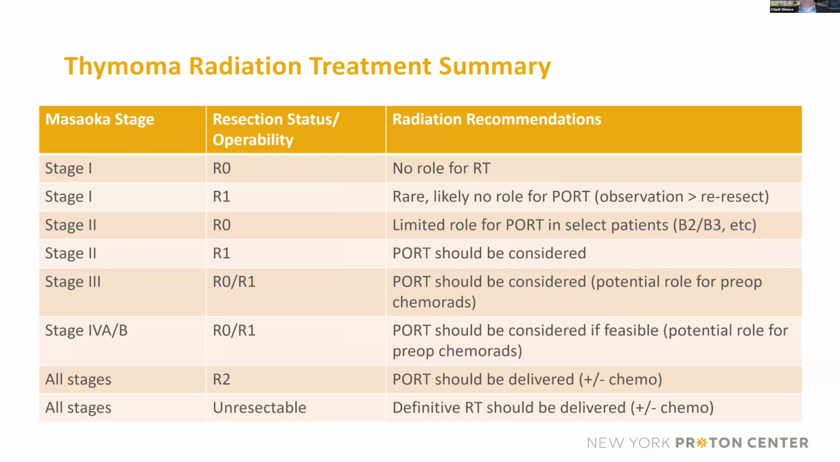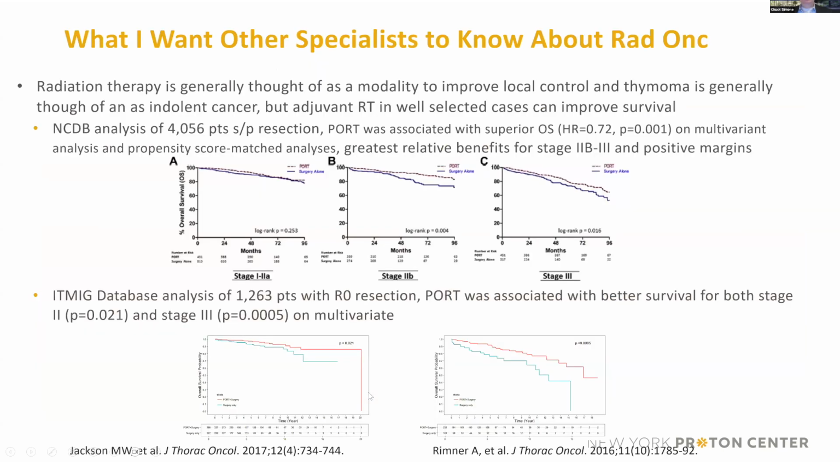In the stage 2 patient population, there's less data. If it's incompletely resected, certainly you should consider PORT. If it's an R0 resection, I would say it depends on other features such as histology or tumor size. Tumor size is incorporated in the new AJCC 9th edition and really is prognostic, and radiation may help to mitigate some of that prognostic effect. For stage 3s and beyond, or certainly the R2 or unresectables, radiation has a big role.